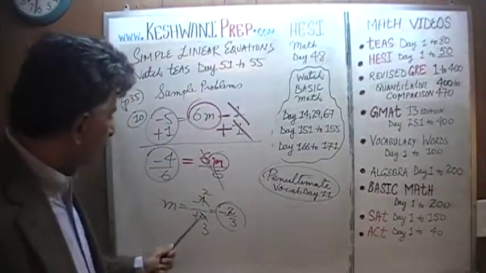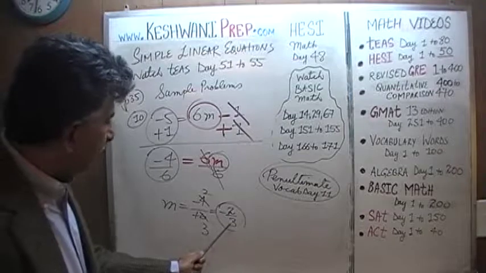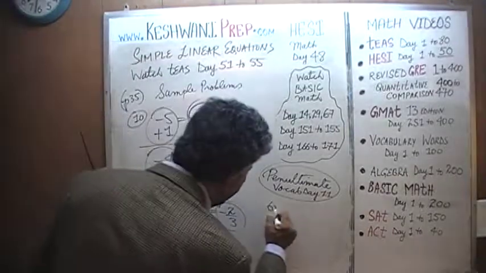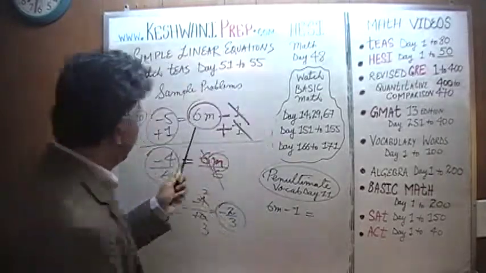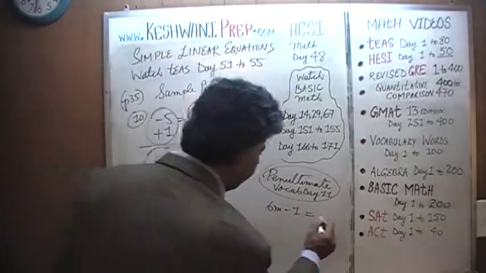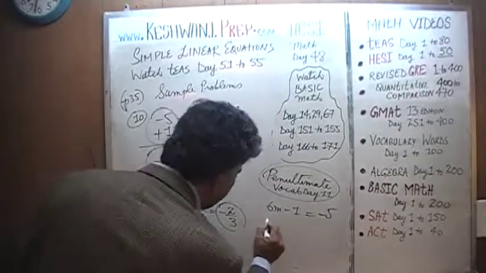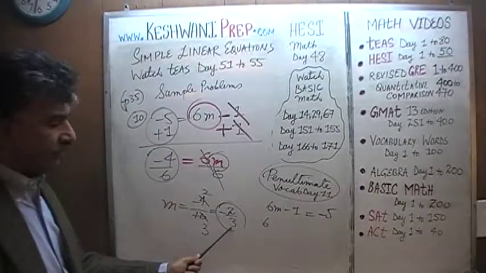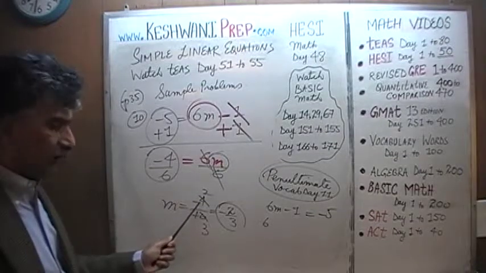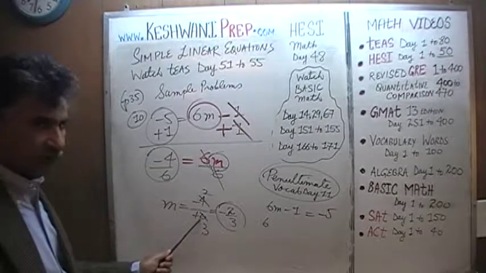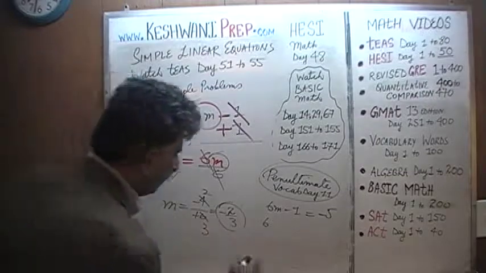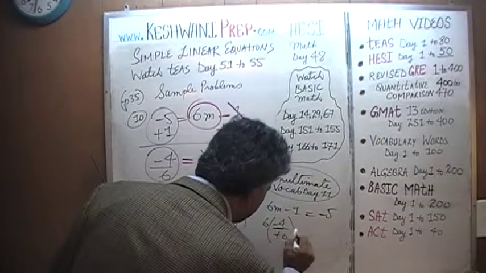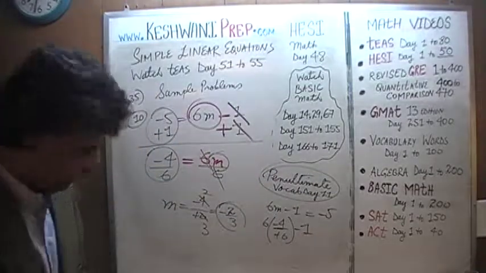Let's verify it here. We are claiming that m equals negative 2 over 3. Here's the equation. 6m minus 1 has to equal negative 5. 6 times m is negative 2 over 3, but we're not going to put it in this form. It'll be easier if we leave it in the original form. Negative 4 over positive 6, minus 1. Watch what happens.